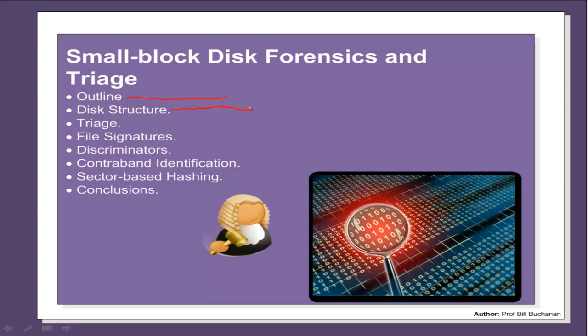Then we'll look at the basic disk structures, especially on how files are organized for them. We'll look at basic triage systems and why we actually need them. Then we'll look at basic file signatures for identifying our files, and then if we look within files we can find key discriminators so that we don't actually have to view the header or the footer of a file. We can dive into anywhere in the file and hopefully try and identify it. So as part of that we'll look at contraband identification, and then we'll go on to the final part of the presentation, which is sector-based hashing.